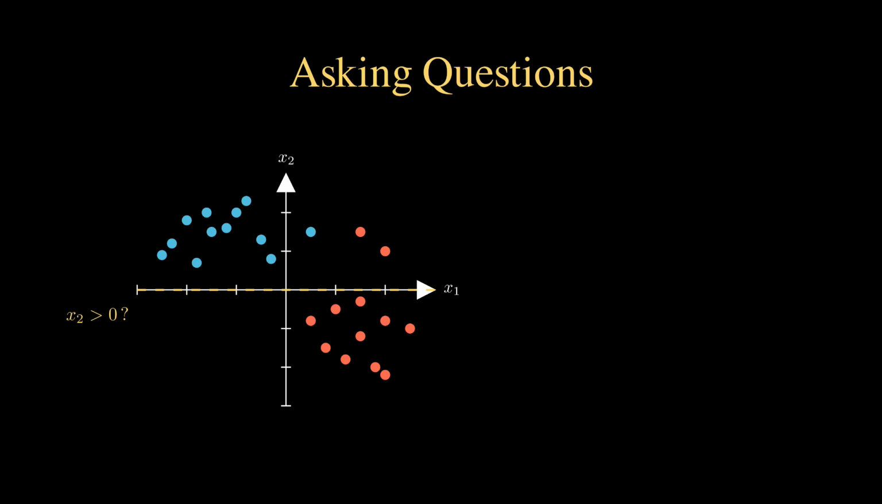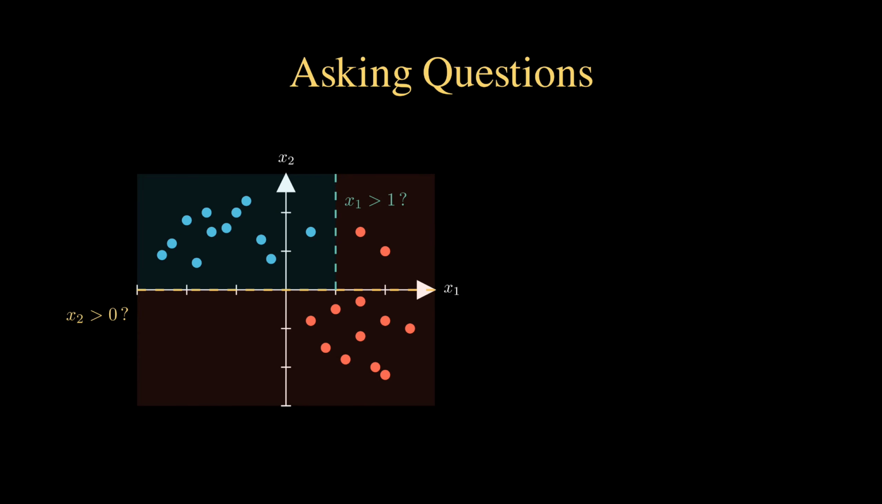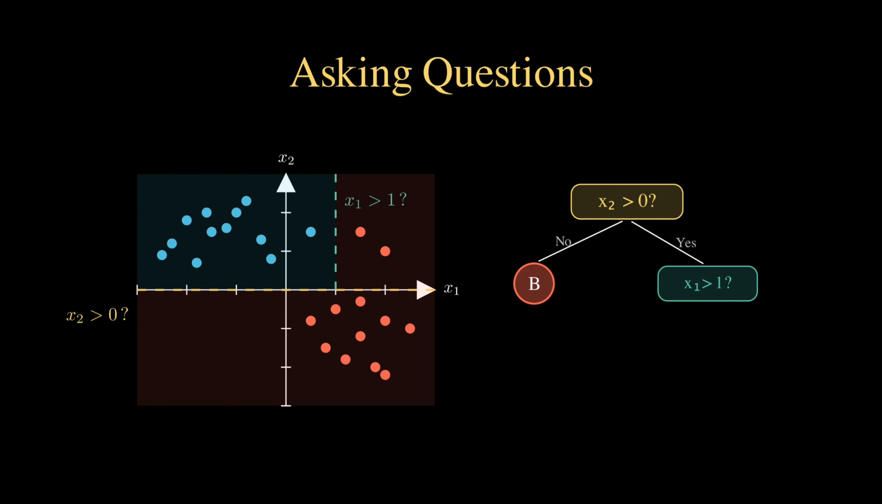But notice, the upper region still has a couple of red intruders. So the tree asks another question. Is x1 greater than 1? Now, a vertical line in the upper half captures those red points. And that's really all a decision tree does. It carves space into rectangles using axis-aligned cuts.